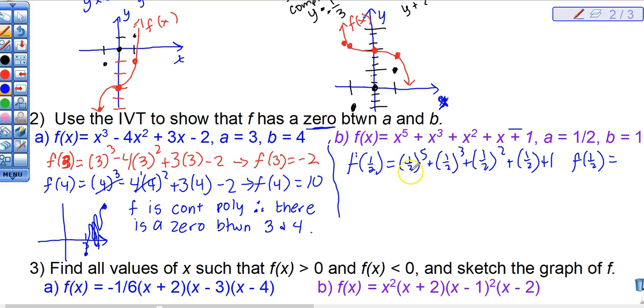The f of half. P.S. I am raising positive numbers to positive exponents, so you know what all these numbers equal when I add them together? A bunch of positives. Positive, positive, positive, positive, positive. So my answer is definitely positive, and it is positive 61 over 32.